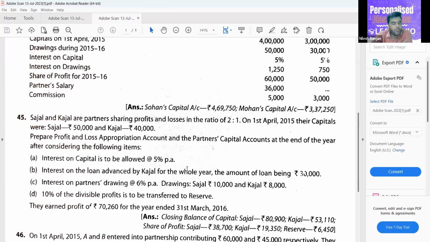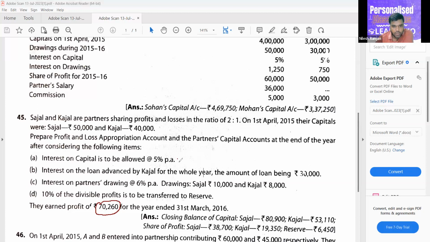10% of the divisible profit is to be transferred to reserve. They earned a profit of 70,260 for the year ended 31st March 2016. Now, first of all, we have to prepare the profit and loss appropriation account. You will write this profit of 70,260 on the credit side of the profit and loss appropriation account.